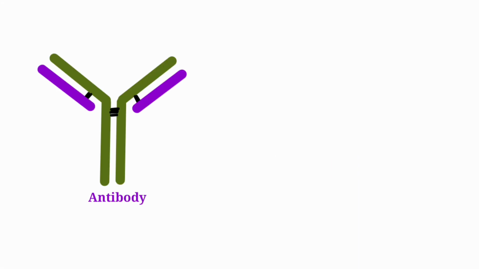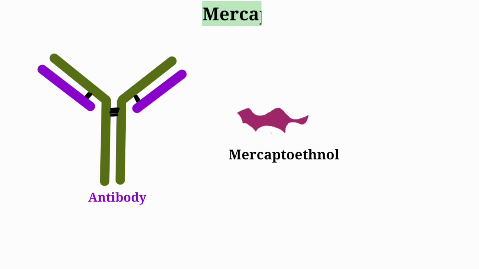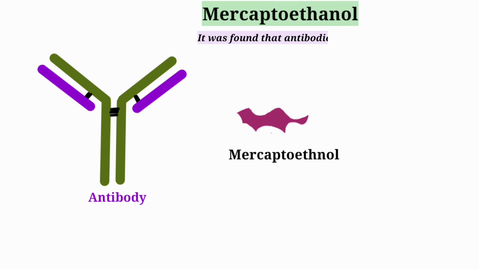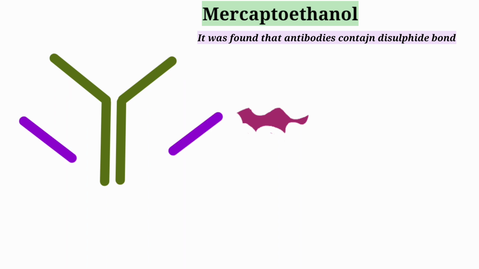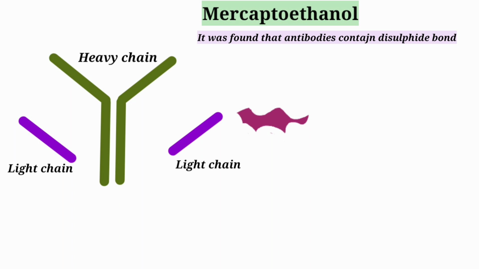When antibody is treated with beta mercaptoethanol, it was found that antibodies contain disulfide bonds. Beta mercaptoethanol is a reducing agent and breaks the disulfide bonds. As a result, all disulfide bonds are broken, leading to the split of immunoglobulins into two identical chains, that is, heavy chain and light chain. This was all about the structure of antibody.